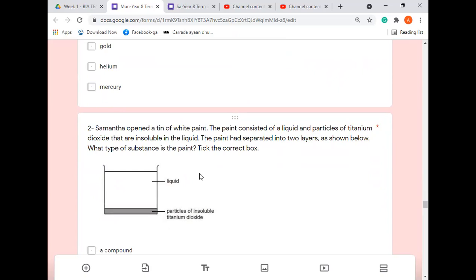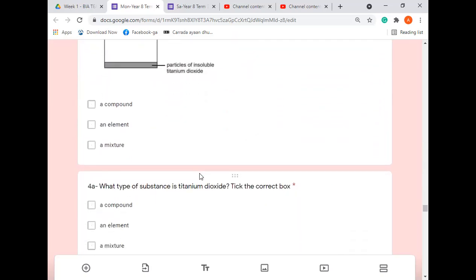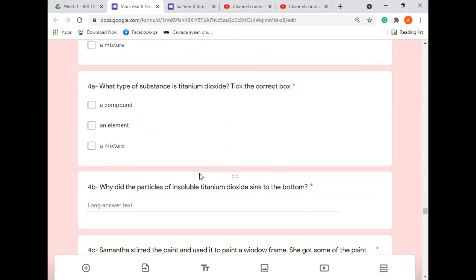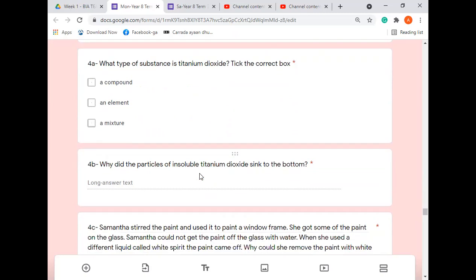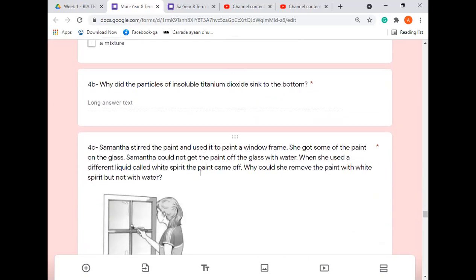What type of substance is the paint? Is that a compound, an element, or a mixture? What type of substance is titanium dioxide? Is that a compound, an element, or a mixture? Why did the particles of insoluble titanium dioxide sink to the bottom?